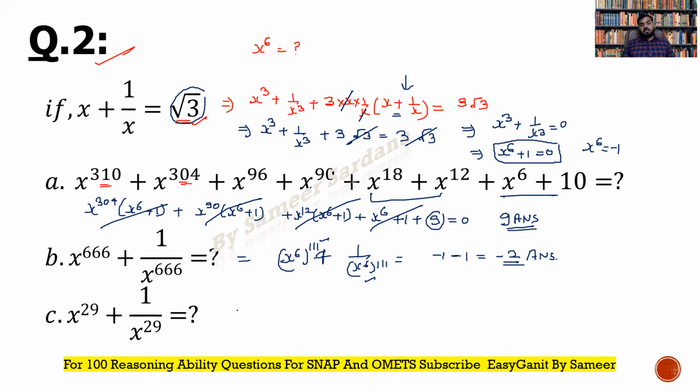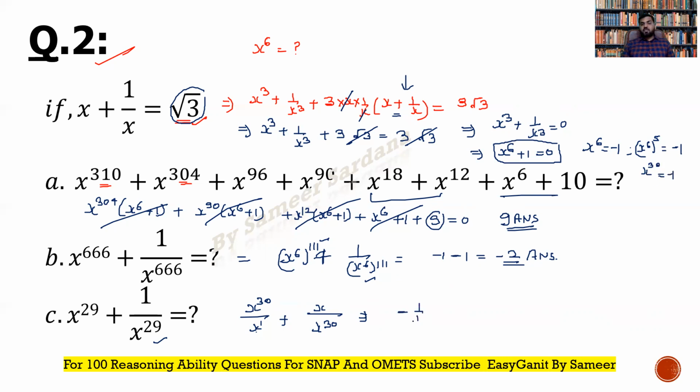Now here you see that x power 29 can be written as x power 30 upon x. Similarly, this can be written as x upon x power 30. This x power 1 will cancel with x power 29. Now you know that if x power 6 is equal to minus 1, guys, x power 30 will be x power 6 raised to power 5, that is equal to minus 1. That means the value of x power 30 is equal to minus 1.